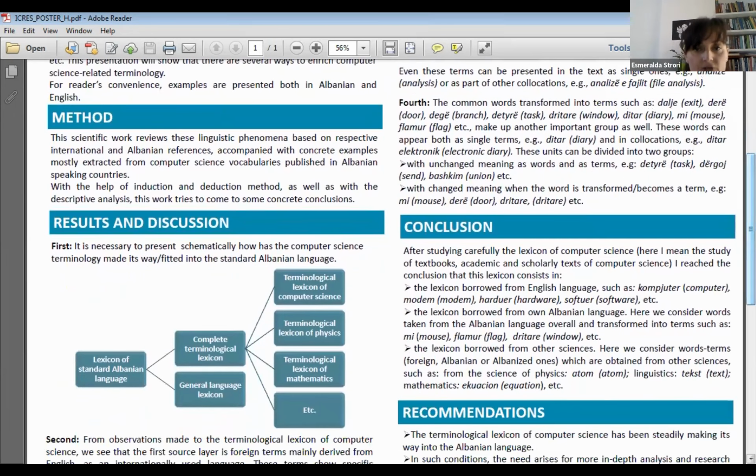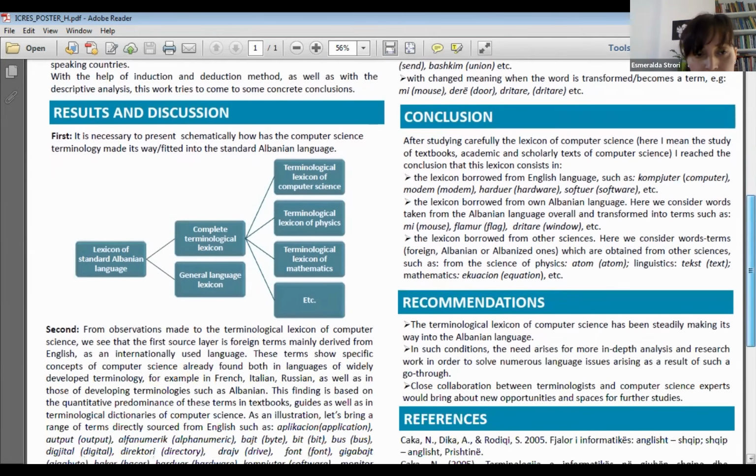Results and discussion. First, it's necessary to present schematically how the computer science terminology has made its way into the standard Albanian language. So below we have the chart. As you can see.